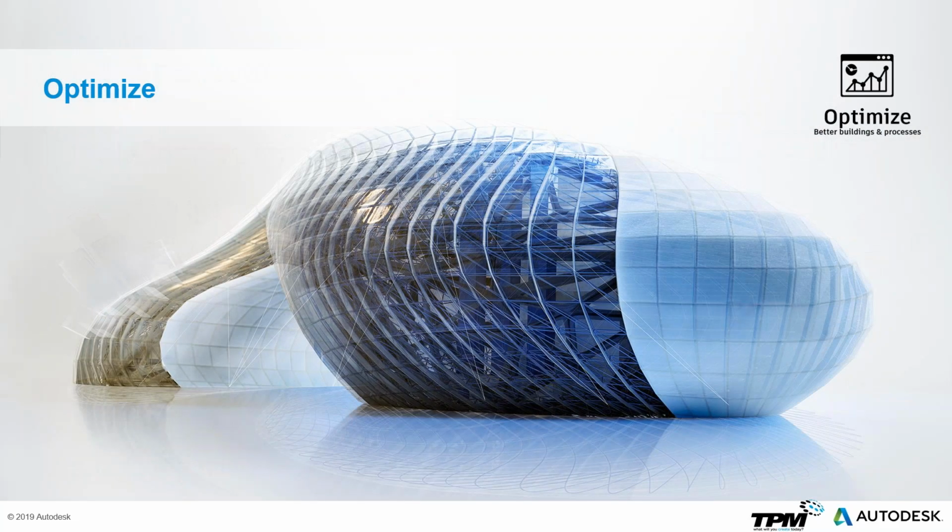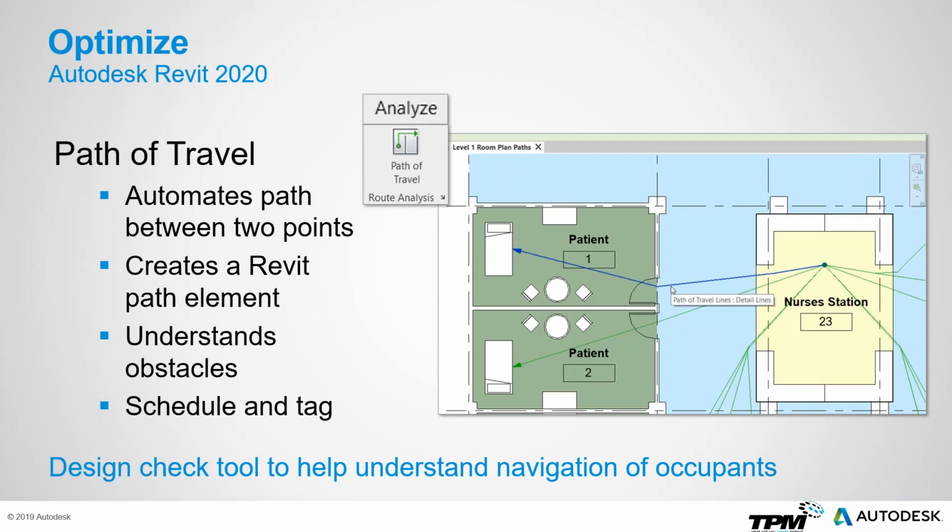From there, we go into the optimize category that Autodesk has created, and this was another feature that people have been asking for quite some time: a path of travel. This allows us to pick two points, a starting point and an ending point, and then Revit will calculate the shortest distance of path of travel between those two points. It does understand obstacles. I'll show you this when we get into the product, as to what modeled elements you want to see as obstacles.